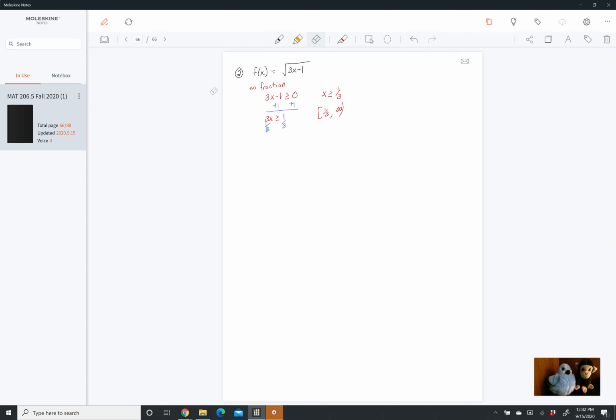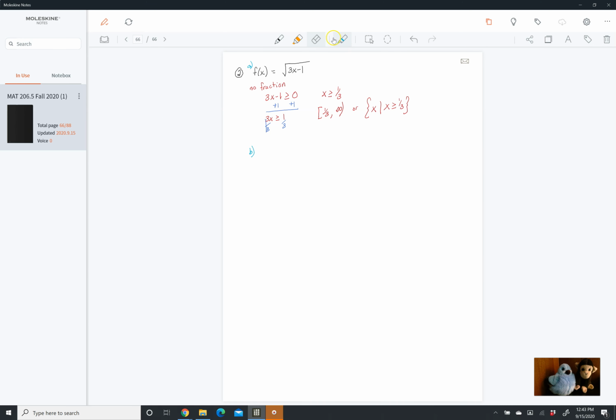Okay, so in this case, interval notation is shorter to write. If you wanted to do it in set notation, it would be x such that x has to be greater than or equal to 1/3. If you plug in a number that's less than 1/3, you're going to get a number less than 0 under the radical. Okay. I'm going to do a 2a and a 2b, because we'll do two examples like this. So I'll call this a. And now let's do a b.